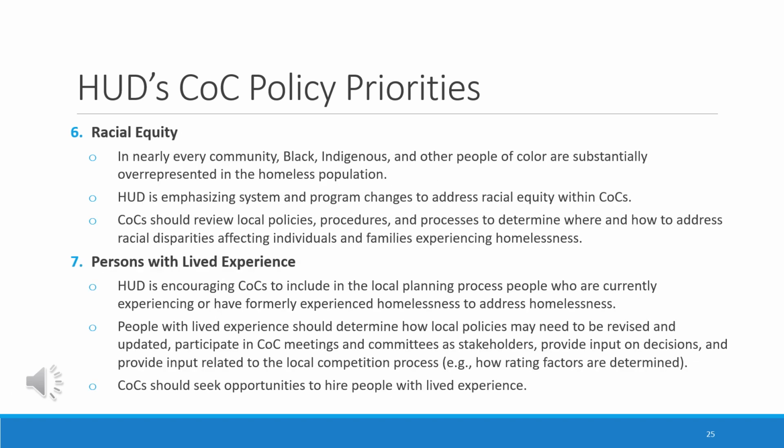The last two of HUD's policy priorities are shown on this slide. HUD identified racial equity as a policy priority, calling upon CoCs to identify and address racial disparities in their local policies, procedures, and processes. HUD also lists engagement of persons with lived experience as a priority, encouraging CoCs to meaningfully involve people with lived experience in CoC planning and in the development and implementation of CoC policies and processes, including through employment opportunities.